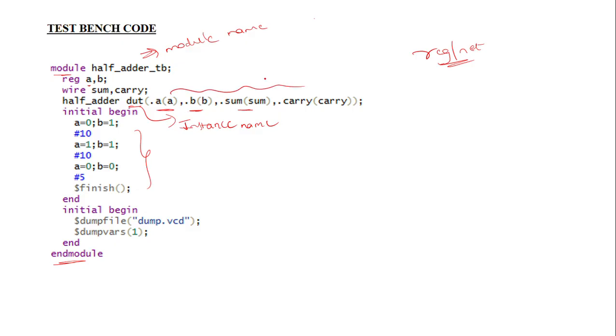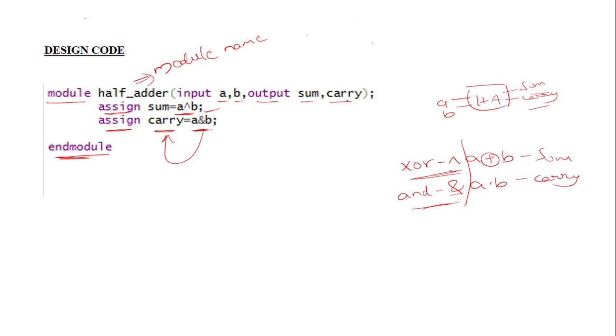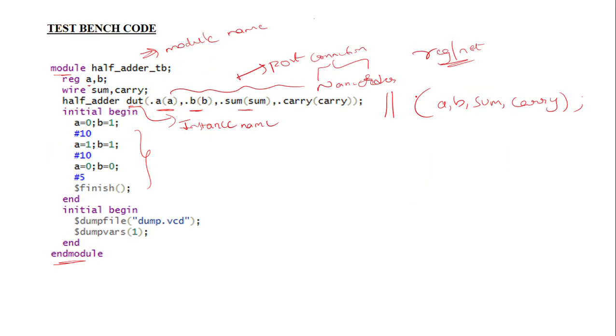Here is our port connection. There are two types of port connections; in every video I say that, one by name, another by order or position. Here it is by name. If you want to do it by order, you simply write a comma b comma sum comma carry. It must be in order: whatever order you follow in the design code, you follow the same in this test bench. That is order port connection. But most probably you should use name connection, so you avoid confusion.